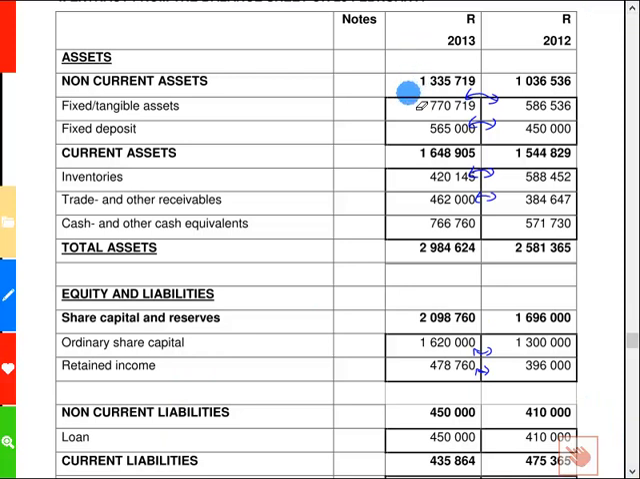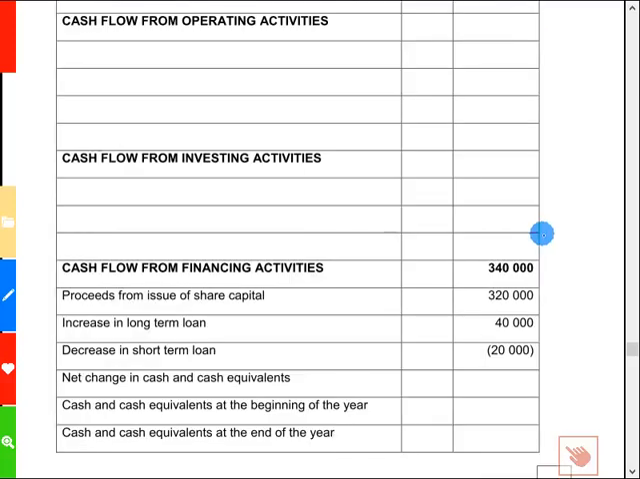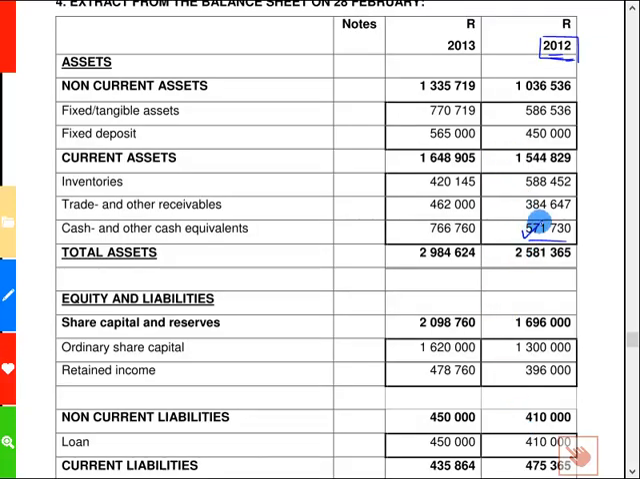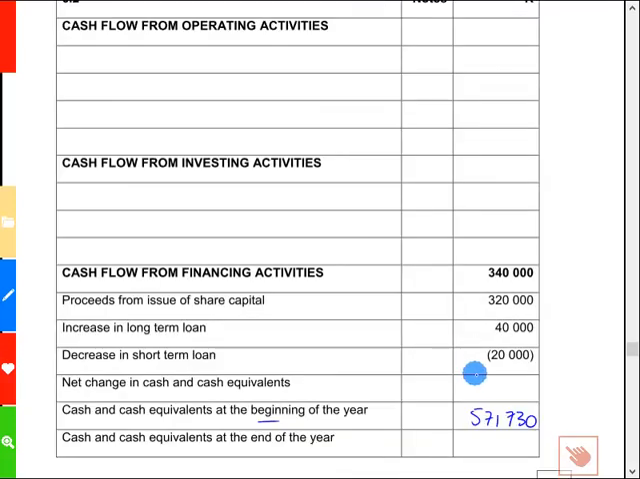Right, so let's do the movement on the cash and cash equivalents. We start off with 2012. Make sure you're using the correct year. Please check your headings. Just because it's on the right hand side here doesn't mean the latest year is always on this side. So check your headings carefully. 571,730. That is the cash and cash equivalents at the beginning of the year. At the end of the year, we've got 766,760.